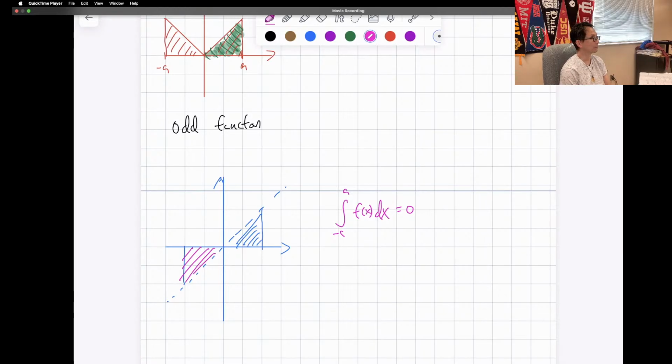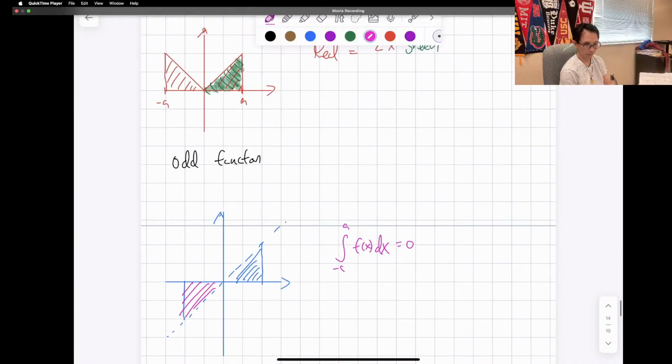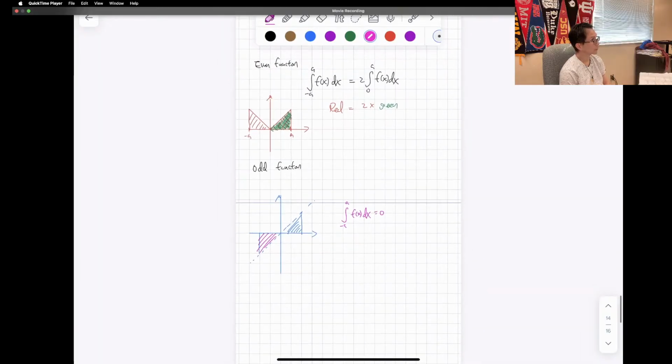Offset, yeah. The red and the blue offset. Yes? Yeah, you can have negative integral values and positive integral values, and they can subtract from each other. It's not negative area. There's no such thing as negative area, but you can get a negative value for the integral because they're below the x-axis. Neil, does that make sense?